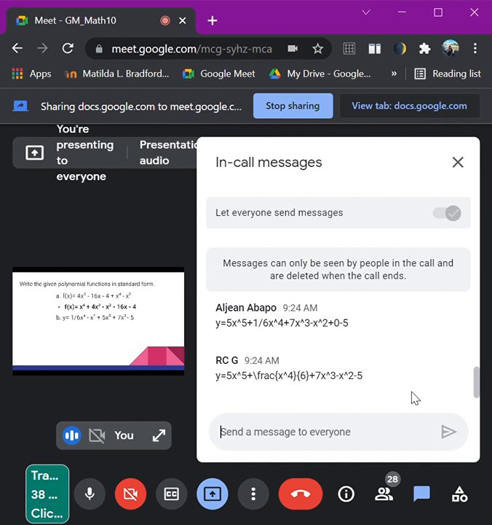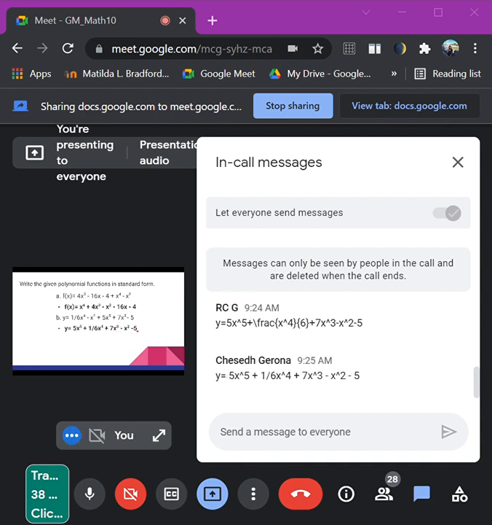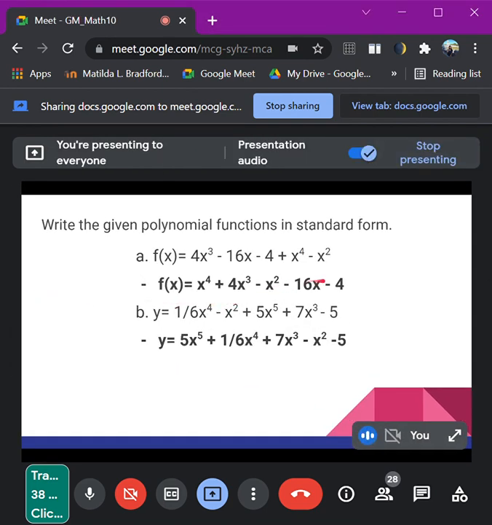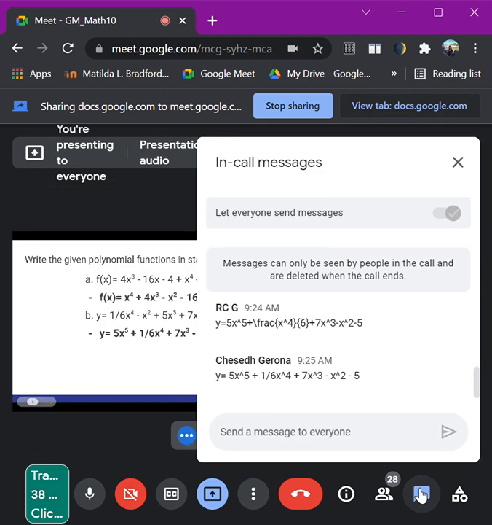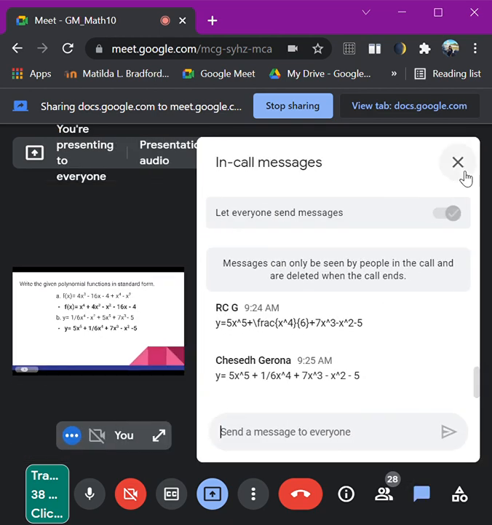Okay. So, we have here our answer class. Y is equals to 5x raised to the power of 5 plus 1 over 6x raised to the power of 4 plus 7x raised to the power of 3 minus x squared minus 5. So, if we're going to arrange in standard form class, it's okay na to put the missing term. Okay, pwede ra dili siya butangan og 0. Or ayaw na lang jud siya butangi og 0. Katong sa 0 class is, we're going to use that one if mag-synthetic division ta. Okay? So, very good. At least naga-participate ni.